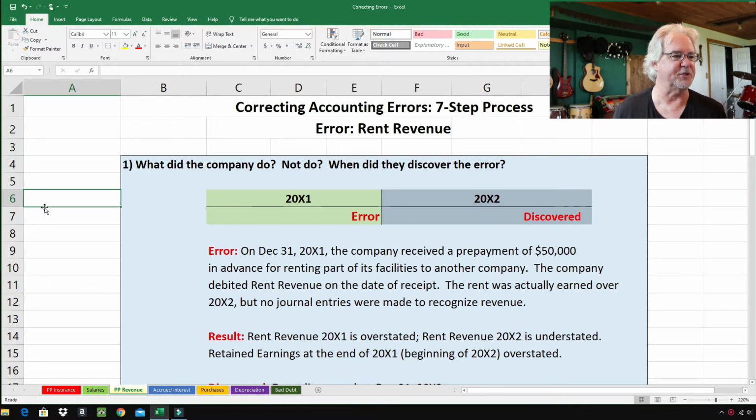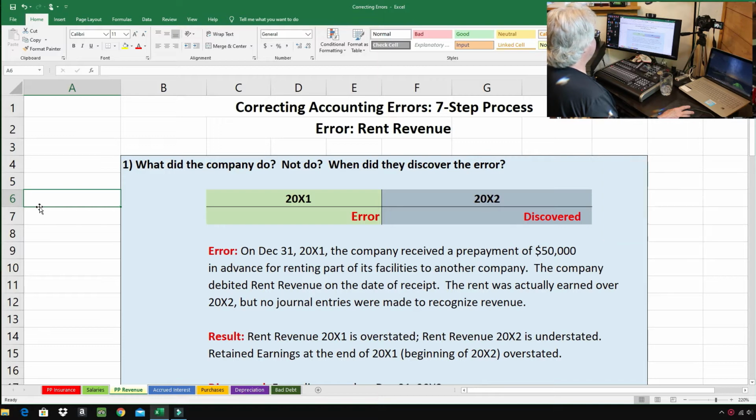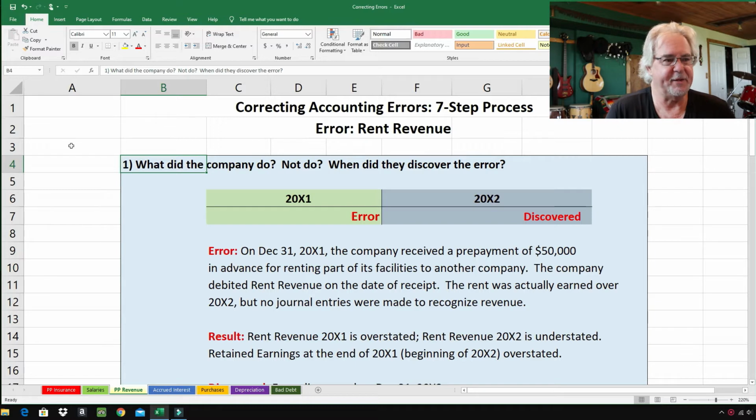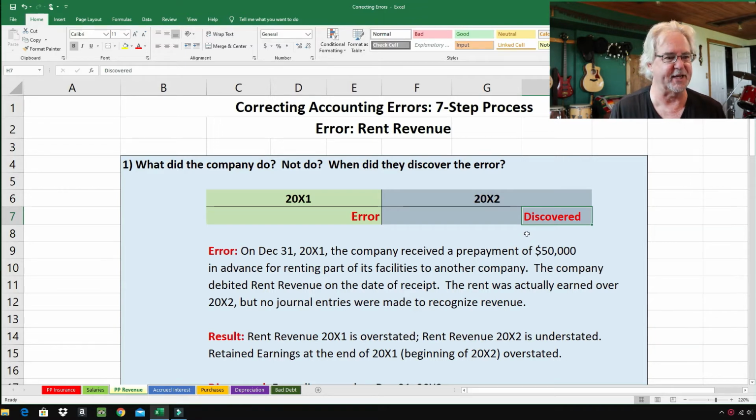That's our job today. So I've got 7 steps, and 7 steps might seem like a lot, but they go really fast. If you fix mistakes a lot, they become automatic. But it's a good way to systematically think through the process. So here we go. Here's step number 1. First thing you want to do is find out, what did the company do or not do? When did they discover the error? The error happened at the very end of 2001, and it was discovered at the end of 2002. I like drawing these little simple timelines because it helps me visualize what's going on.